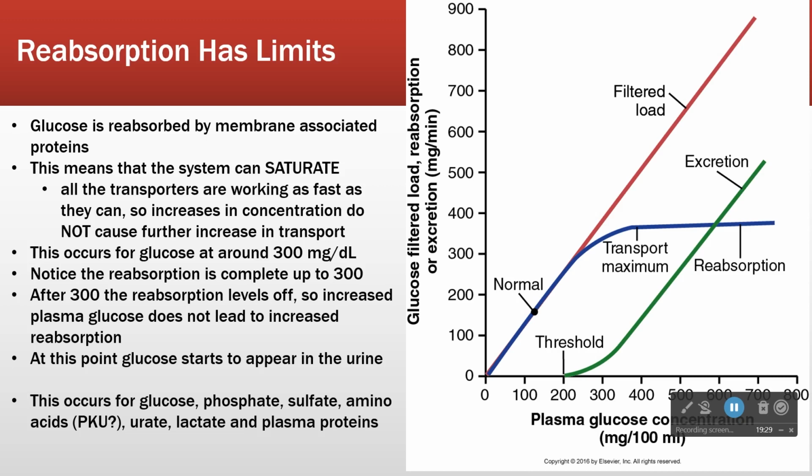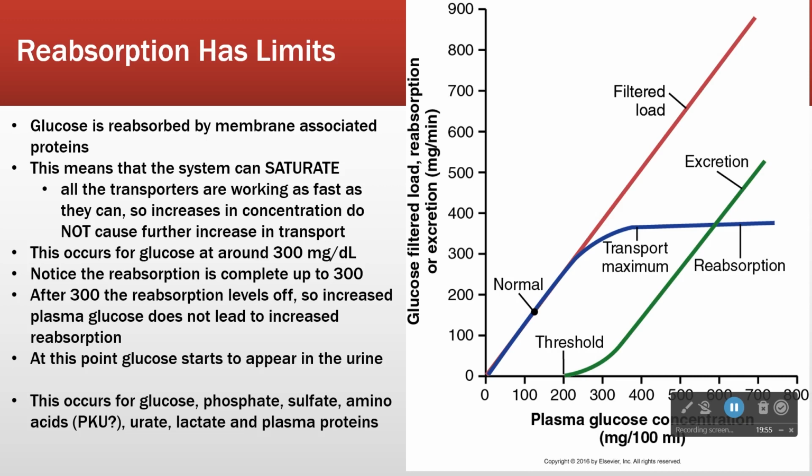All right. Now, the most famous of the saturability is glucose. But this occurs all throughout the reabsorption pathway. Anything that has a transporter is going to have saturability, okay? Because there's only so many pieces that can work so fast. So like this happens for phosphate, this happens for sulfates, this happens for amino acids, urate, lactate, plasma proteins.